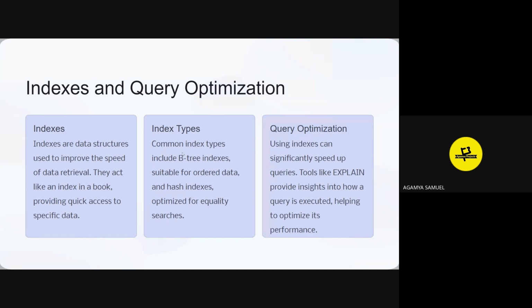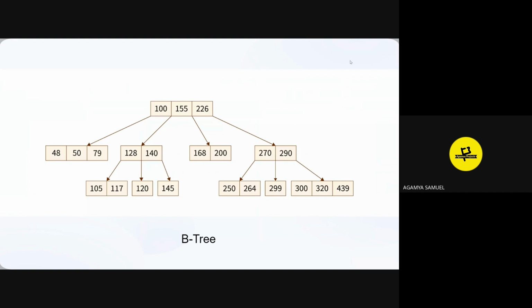And indexes are basically implemented using B trees. You must have studied in college what B trees are. So here is a quick example of what a B tree looks like.